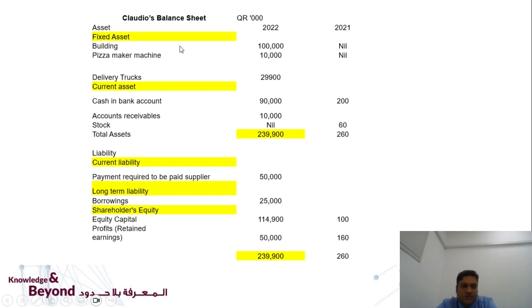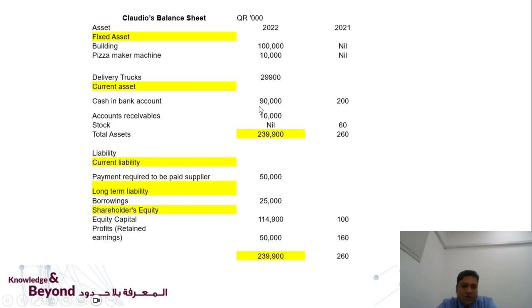Which means, if he's starting a pizza business, he has purchased a building on Al Jazeera Street, for example, worth 100 Qatari riyal, and he has also purchased 10,000 worth of machinery, and also a truck. The point I would like to emphasize is he has increased his capital and he has borrowed money. From these two sources of financing, he has created these assets.